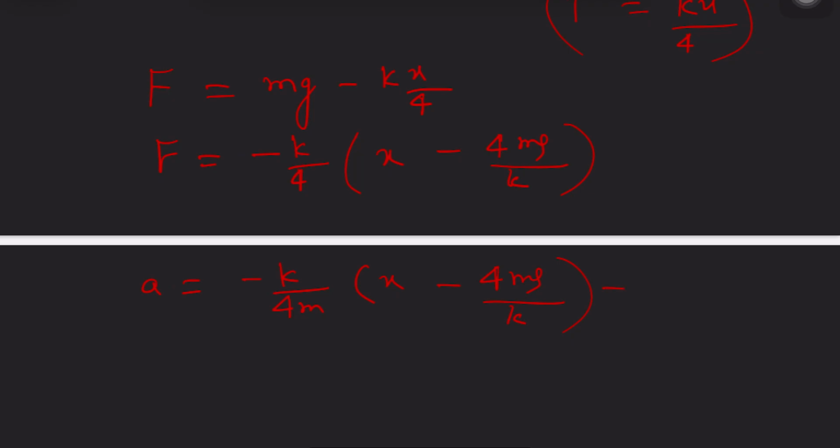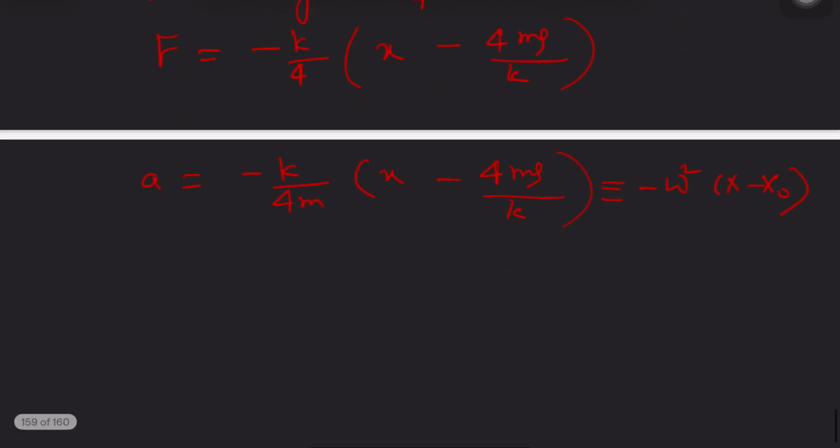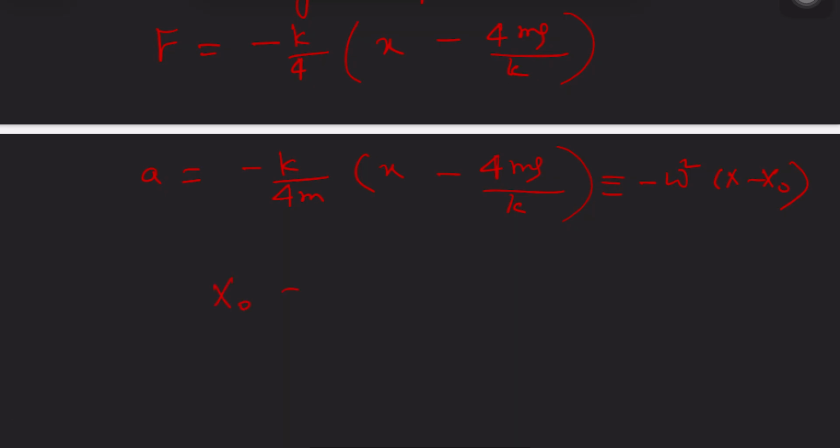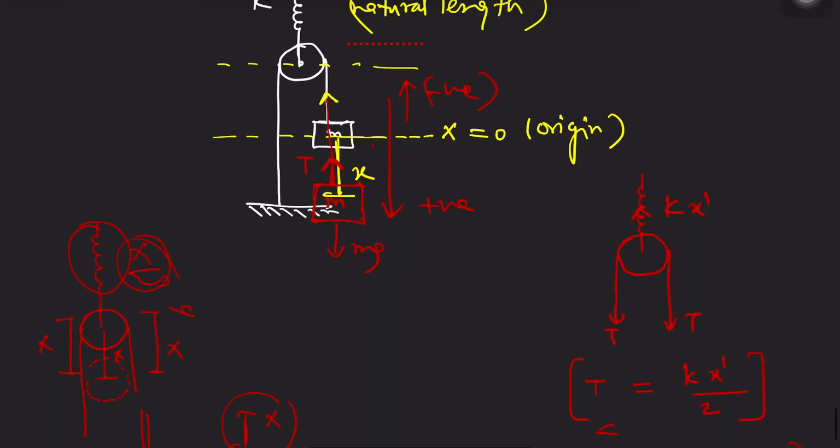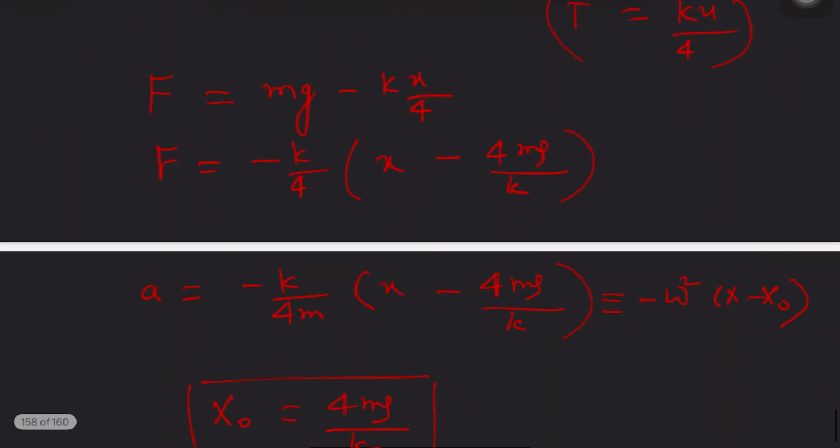So guys, if you compare this now with x minus x naught, we can see that our mean position is going to be at 4 mg by k. That is the one thing you want to find out. Let's say this is your mean position, which is 4 mg by k.